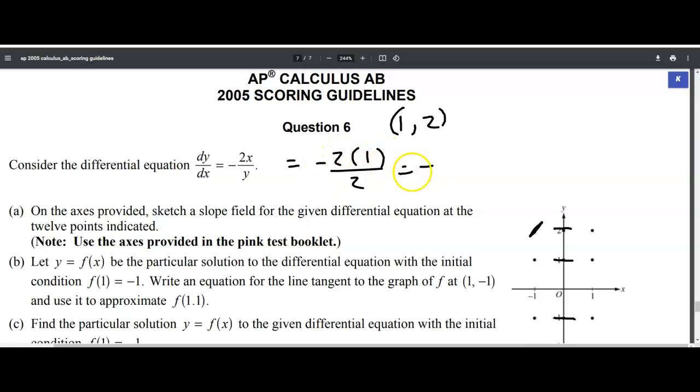Now in that case, I'm going to get -1. Now that's a 45-degree angle also, but negative angles go down as they move to the right. So it's going to have the same steepness as this slope here. It's just that it's going in the opposite direction.